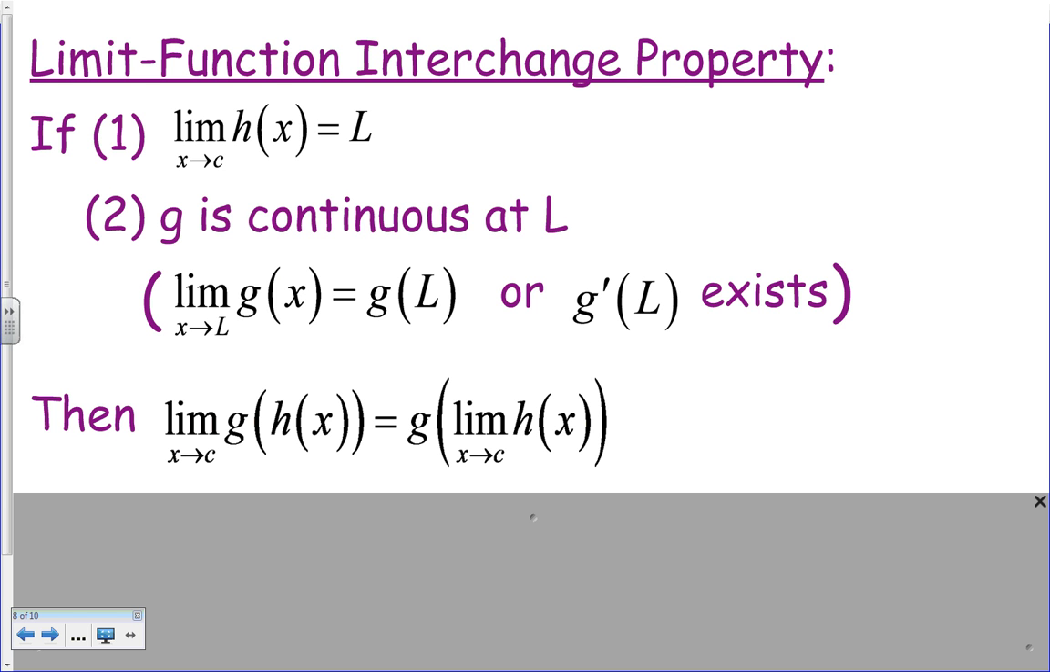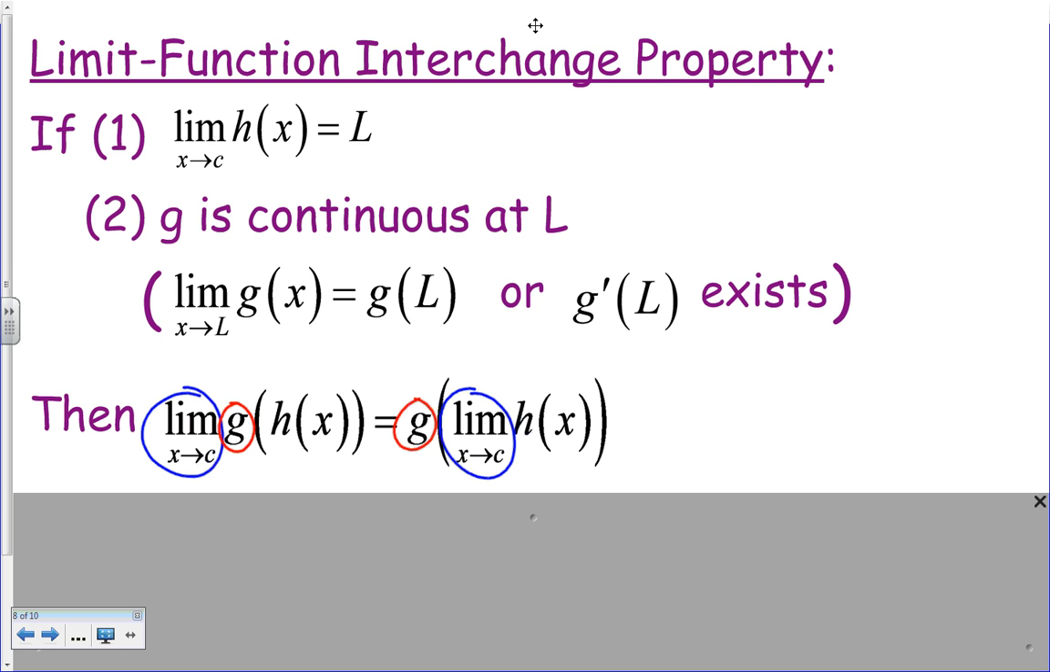All right, so if you meet those two conditions, the limit as x goes to c of h of x is equal to L, that's the first condition, and secondly, g is continuous at L, then the conclusion is this: the limit as x goes to c of g of h of x is equal to g of the limit as x goes to c of h of x. Notice that what's happened there is we've been able to interchange the limit and this function g. On the left here, it's the limit first, followed by g. And over on the right side, you have g first, followed by the limit. So we've interchanged those two. We've swapped the order that they're in. This is why it's called the limit function interchange property.